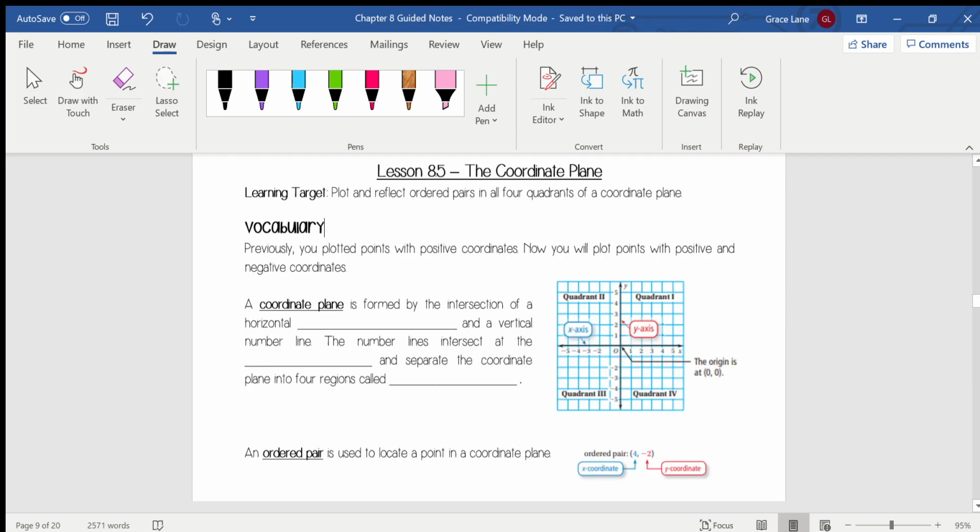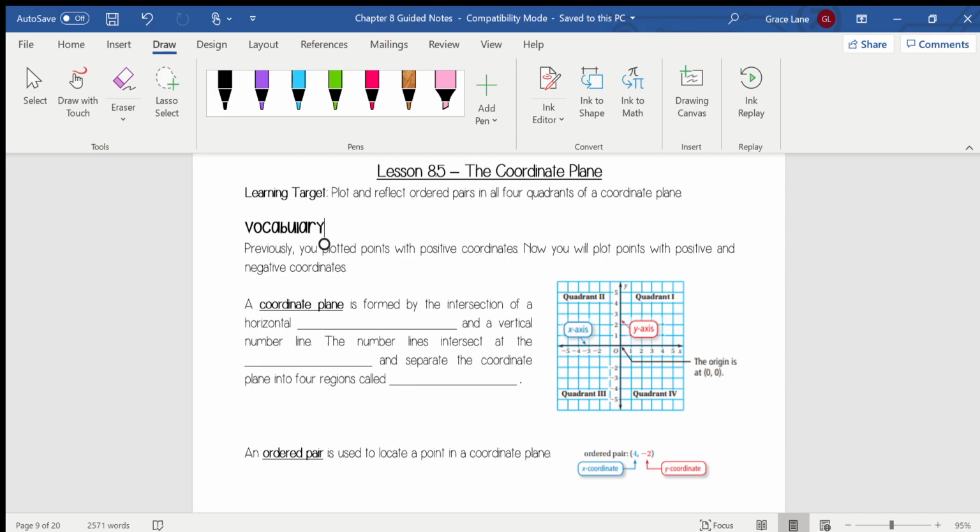Today we are starting lesson 8.5, which is the coordinate grid. We have already talked about a coordinate plane before. We've graphed points before using ordered pairs, but today the coordinate plane, the grid, is going to be expanded to include negative numbers. Before, we only plotted positive numbers.